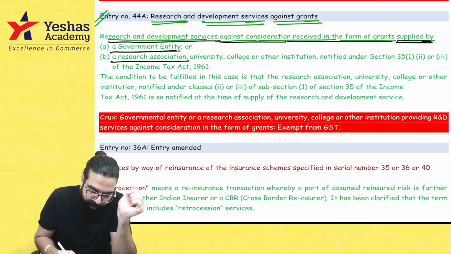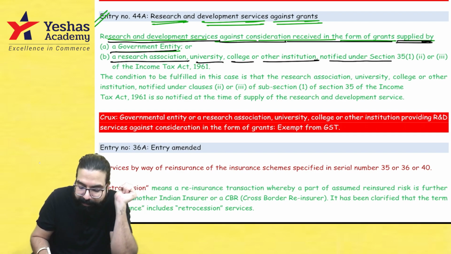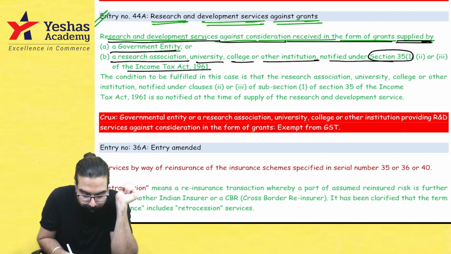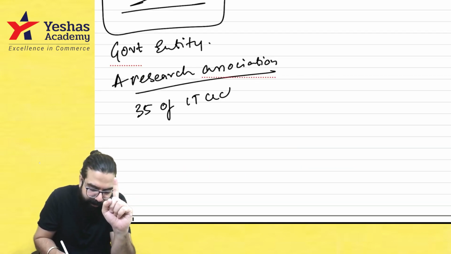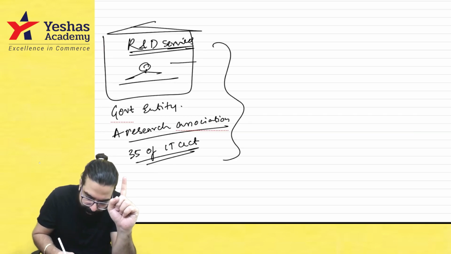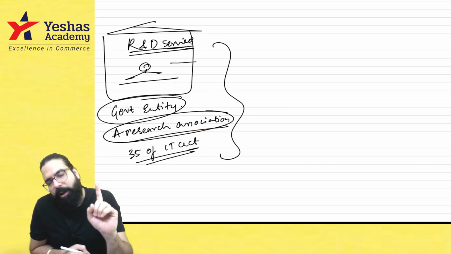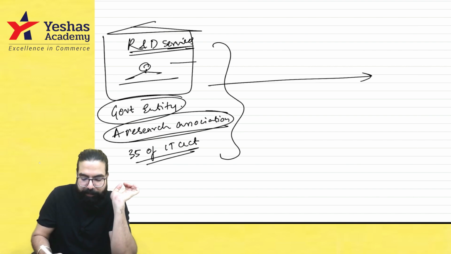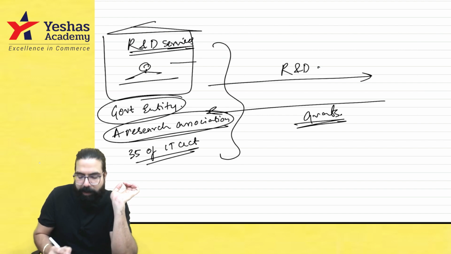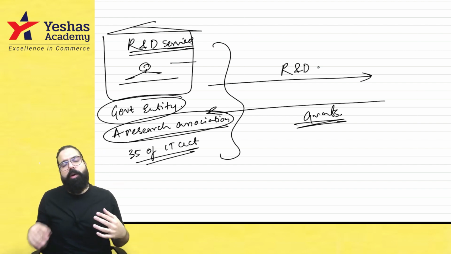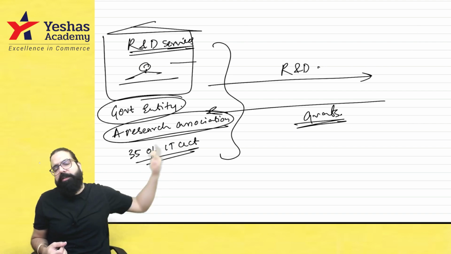I am a research association, university, college, or any other institution registered under section 35 of the Income Tax Act. Remember, I should be under section 35 of the Income Tax Act. If a governmental authority or a research association, university, college, etc. is giving R&D services and receiving grants, then remember, our services are exempt. So I am a governmental entity giving R&D services, receiving a grant, no GST. I will not charge any GST.